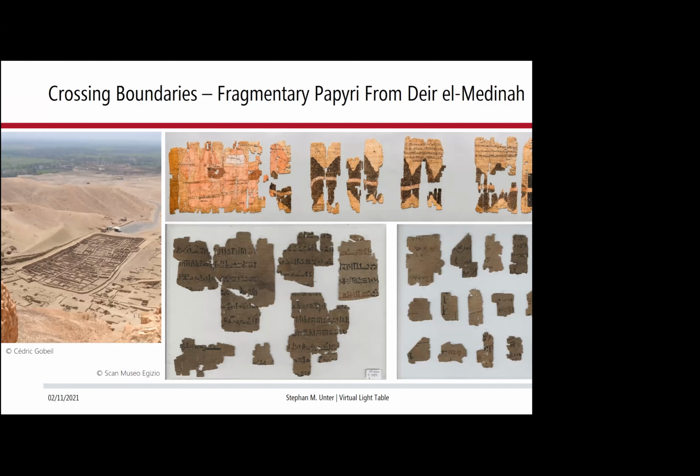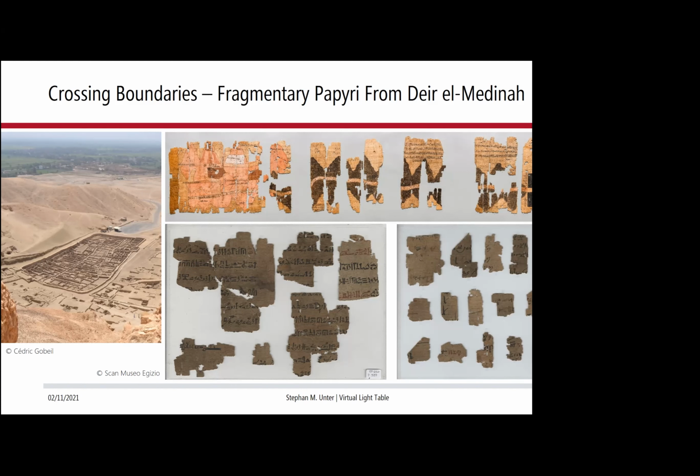So, Crossing Boundaries, as I already said, is dealing with fragmentary papyri from Deir el-Medina. It is a joint project between the University of Basel, the University of Liège in Belgium, and the Museo Egizio in Turin. And we are dealing with Ramesside papyri from Deir el-Medina. I reckon that many of you probably know Deir el-Medina. For those who don't, it is an ancient worker settlement located in Upper Egypt, on the west bank of Thebes or Luxor. And you can see it on the left-hand side of the slide.